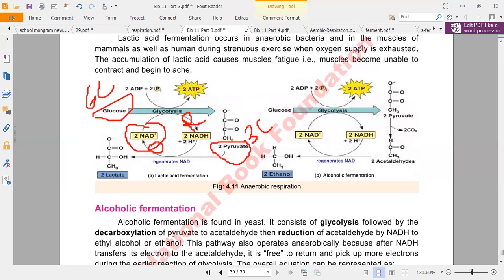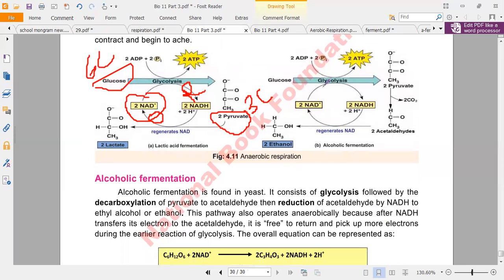Let's talk about alcoholic fermentation. In alcoholic fermentation, you can see in this step, the process up to pyruvic acid is the same. Glucose is changed through glycolysis into 2 pyruvic acid molecules by the phosphorylation of ADP into ATP, and we get 2 molecules of ATP, a highly energy compound that is utilized for further physical activities.